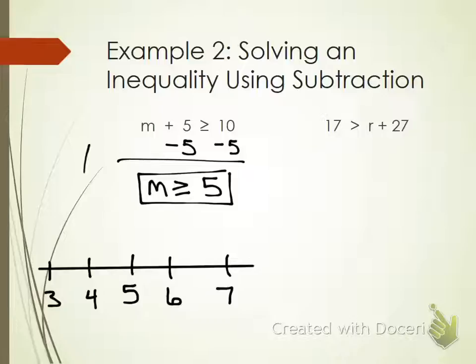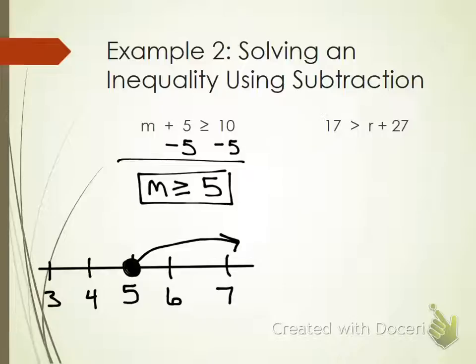Closed because it is equal to. That's why it's closed. Closed dot because it's equal to. And I read the variable first. M is greater than or equal to 5. What does that mean? All numbers greater than or equal to 5 will be a solution to this inequality.